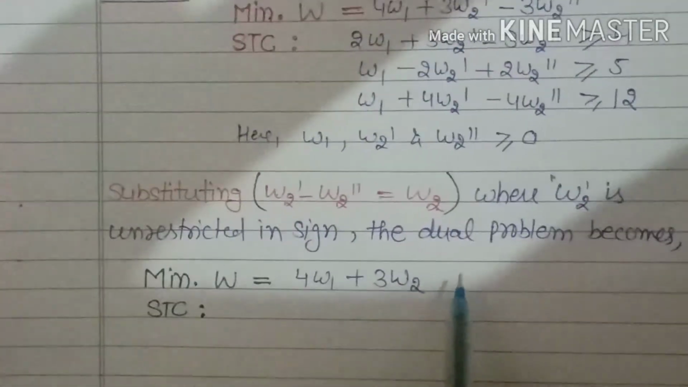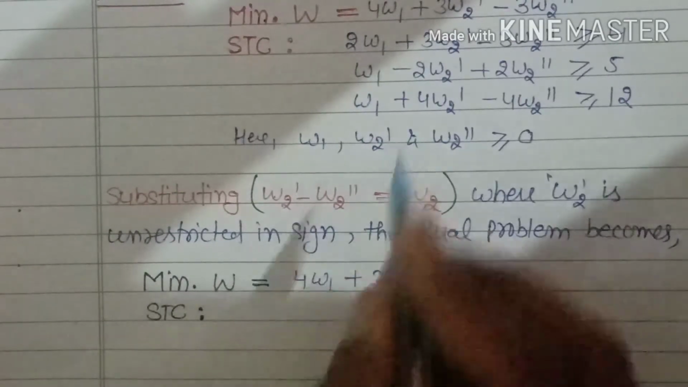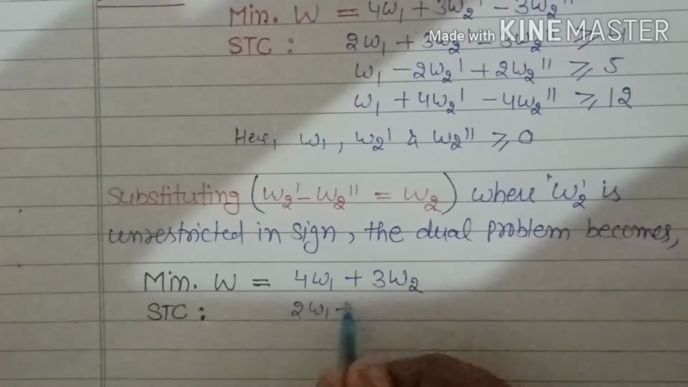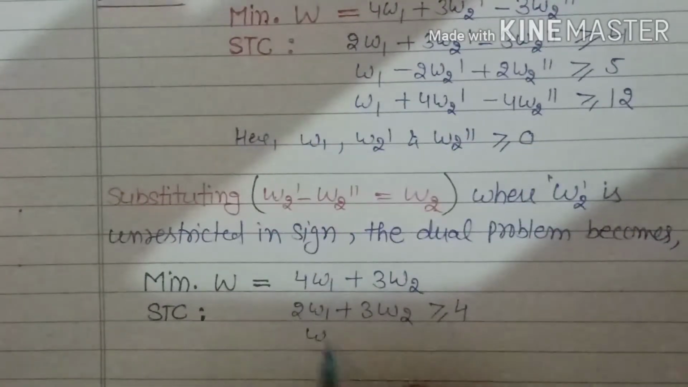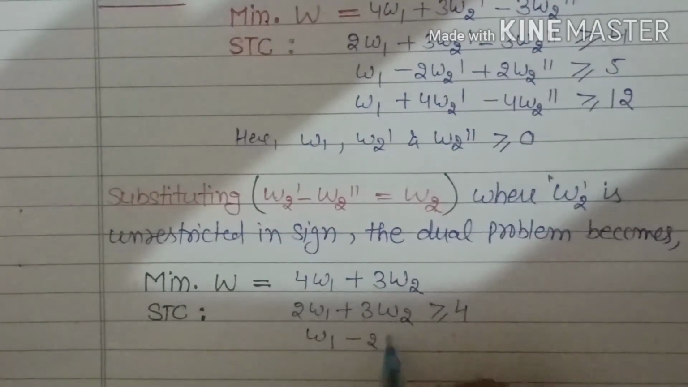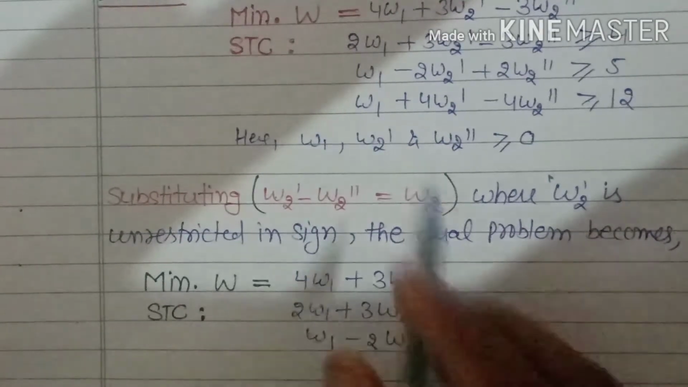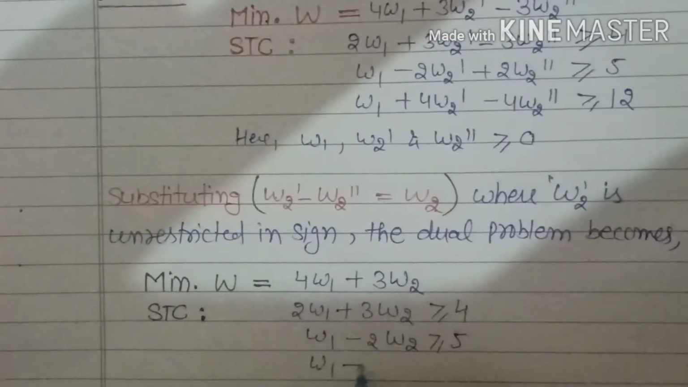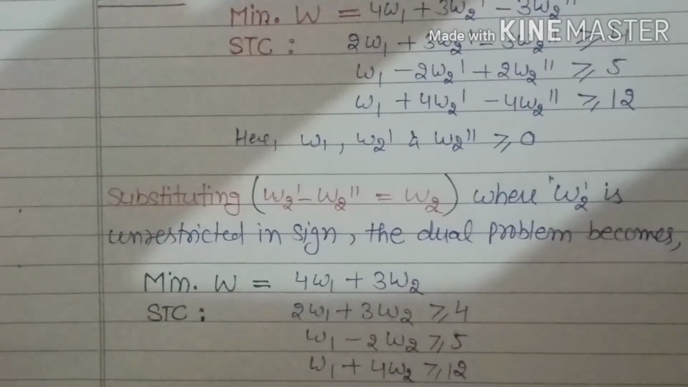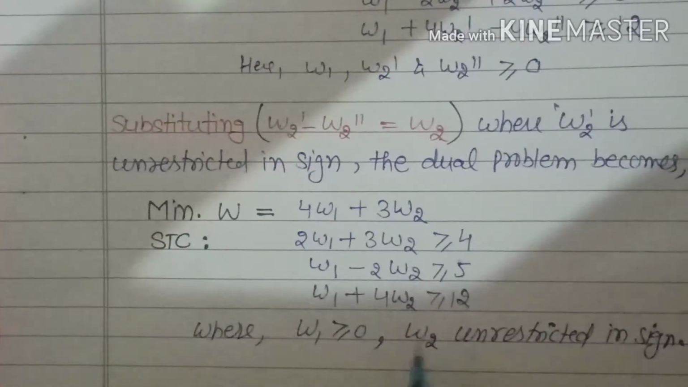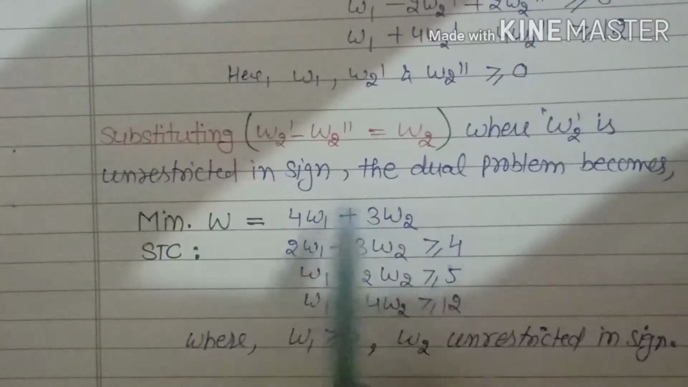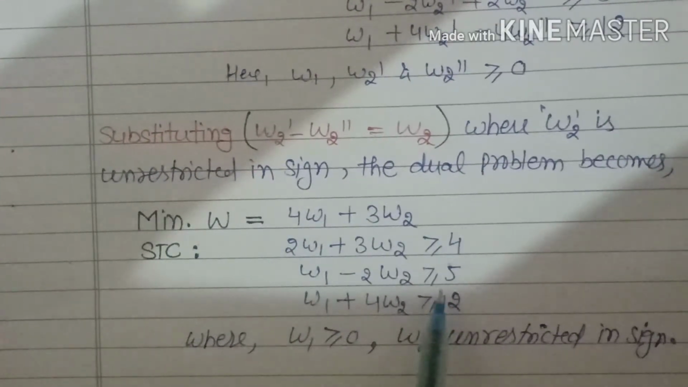Okay, now it is subject to the constraints: 2 w1 plus 3 w2 greater than or equal to 4, then w1 minus 2 w2 greater than or equal to 5, and w1 plus 4 w2 greater than or equal to 12. And here please note that w1 is greater than or equal to 0, but w2 is unrestricted in sign. So this is the final dual of the given primal problem.